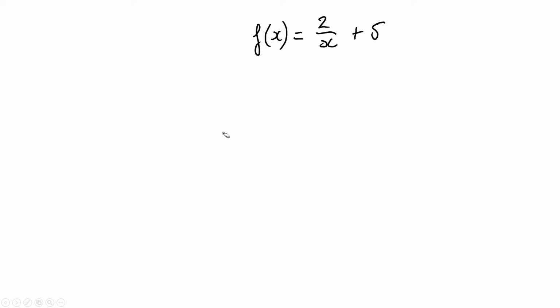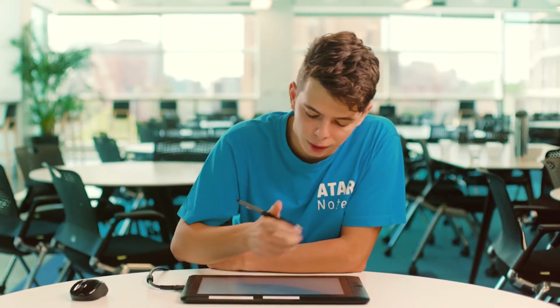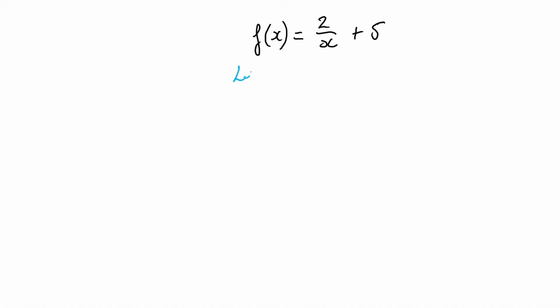So I've got an example here, f of x is equal to 2 over x plus 5, and I want to find the inverse. Now in an exam scenario, I have to do two things at the start. I need to say, let y equal f of x. Now, why I'm doing this is because later on, most of you would know we're going to need to swap x and y. And if I don't have a y in there, I can't swap it.